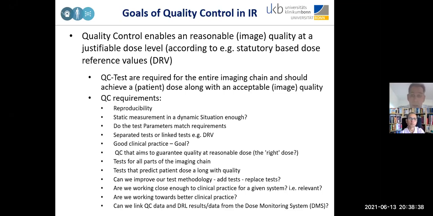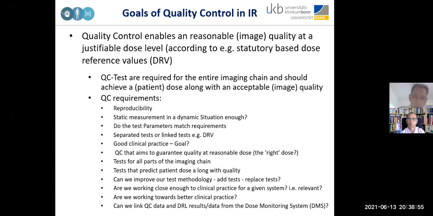That's something. What is good clinical practice in interventional radiology? A very interesting part, you can look it up. If you look into literature, you will find a lot of interesting publications. But what is the goal? What is your goal, actually?